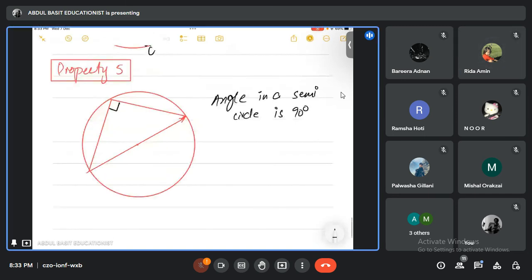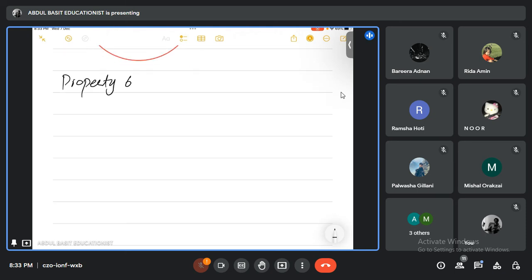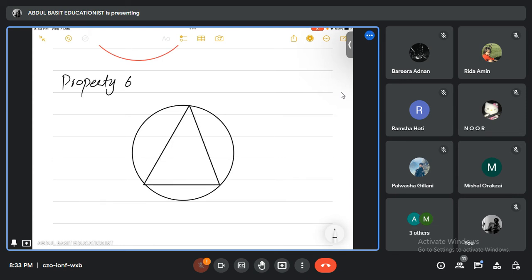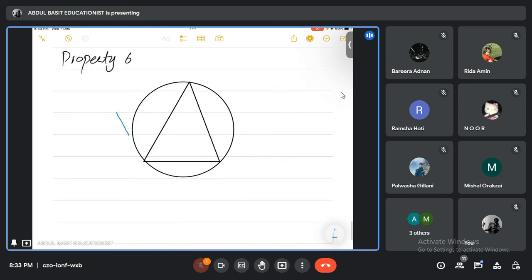Now this is property number 6, and that's very easy as well. For example, if this is a circle and there is a triangle inside the circle like that, and there is a tangent line which is touching the circumference of the circle from the outside. Is it clear?